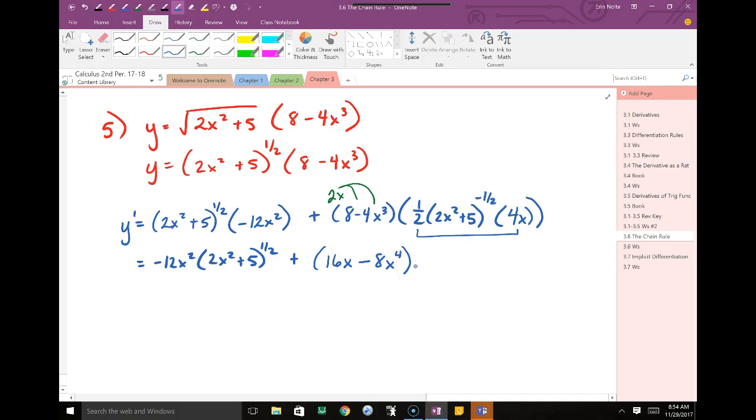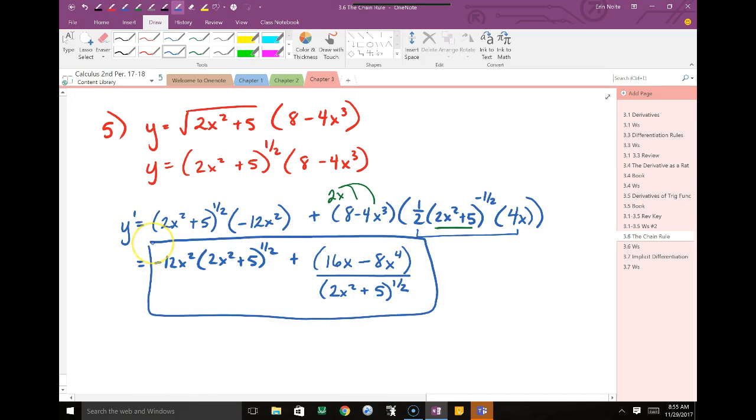Now I also have that quantity. Do you see my quantity that has the negative 1/2? What am I going to do with the negative 1/2? You have to put it on the bottom. It goes into the bottom. Good. So I'm just going to write over 2x squared plus 5 to the 1/2. And that's as far as you are going to go.